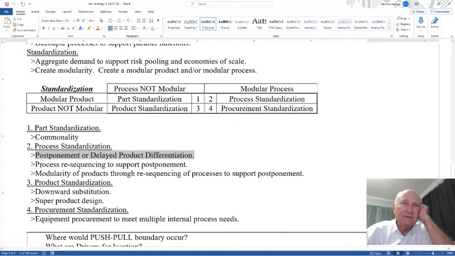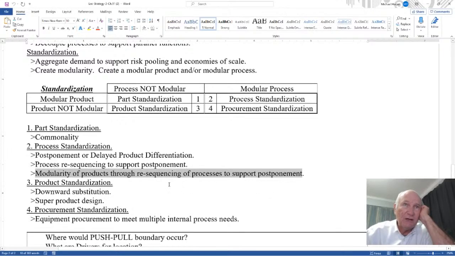So with process resequencing to support postponement, you can resequence these processes to do that for the different end products. And the modularity of the products also works through resequencing of processes to support postponement.